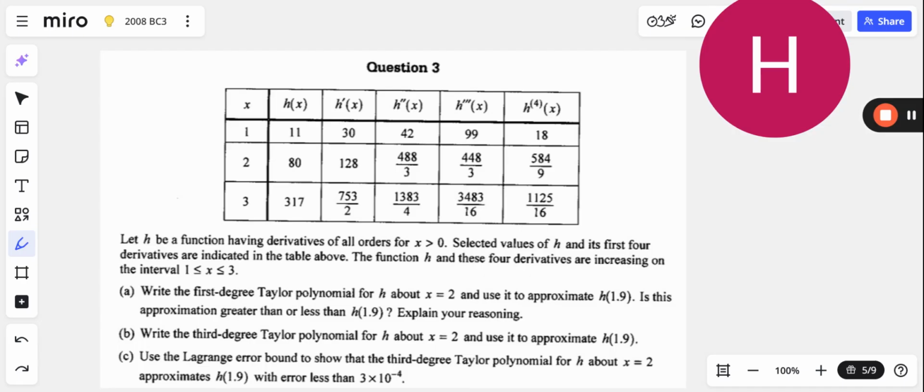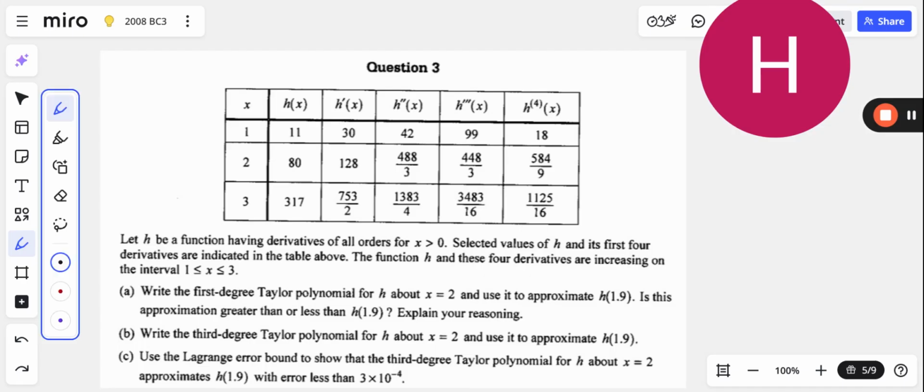And today we have a Calc BC problem from the 2008 AP Calculus BC exam. So if you're an AB, sorry to say this question is not for you, unless you're familiar with Taylor polynomials and how they work. You are actually familiar with some type of Taylor polynomial, you just don't realize it yet.